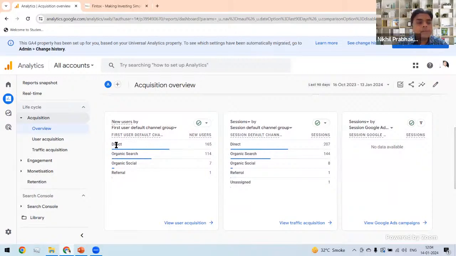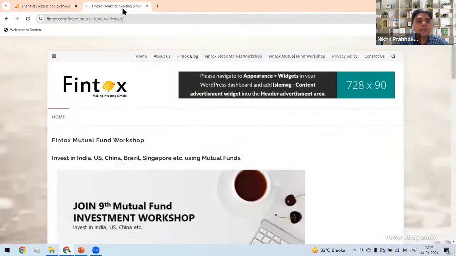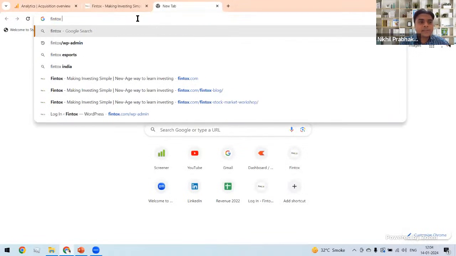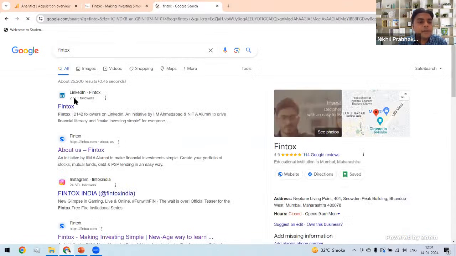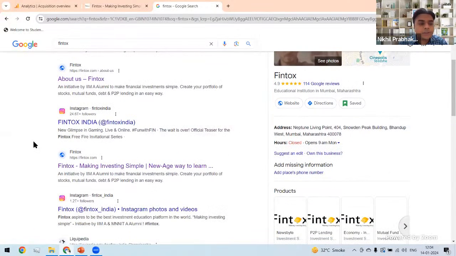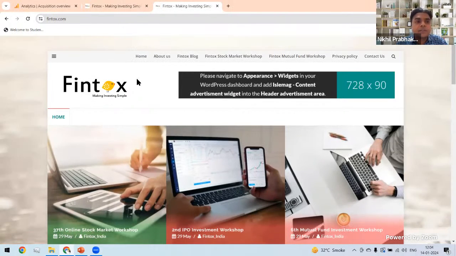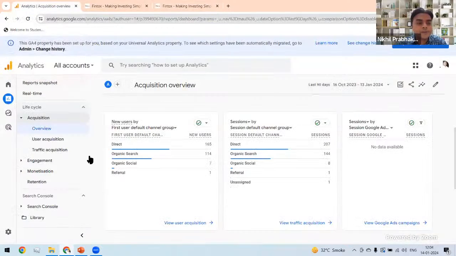Okay, so direct means people are typing the URL completely, fintalks.com. Organic search means people are going to the search engine. Let's say they're searching for a keyword like Fintalks. Then they found Fintalks website in the Google search engine, clicked over here, and then came to my website. This is organic traffic, organic search traffic, free of cost search traffic, which is 114.